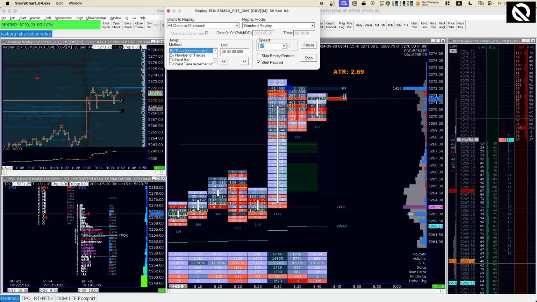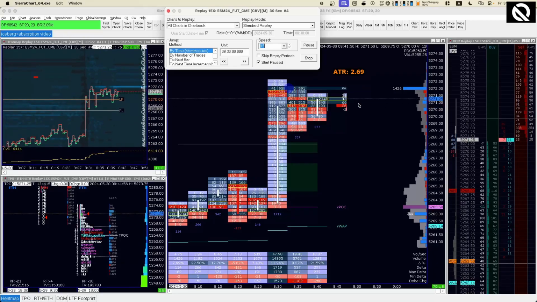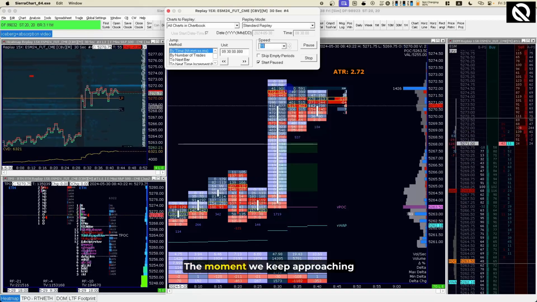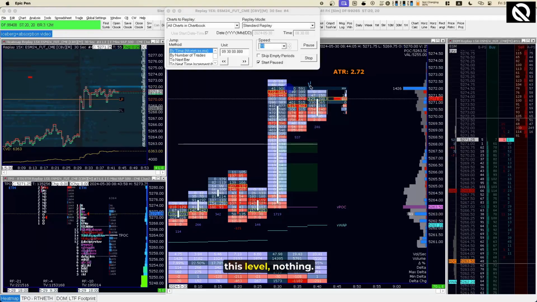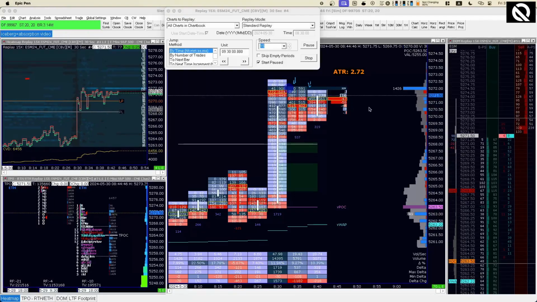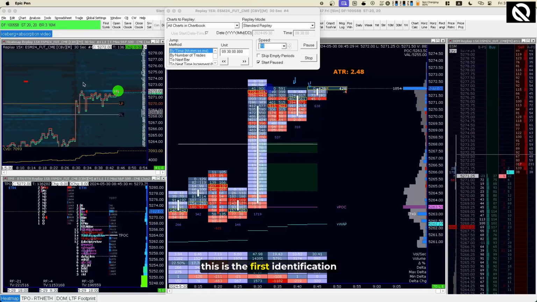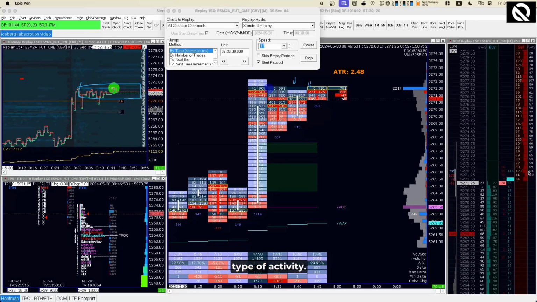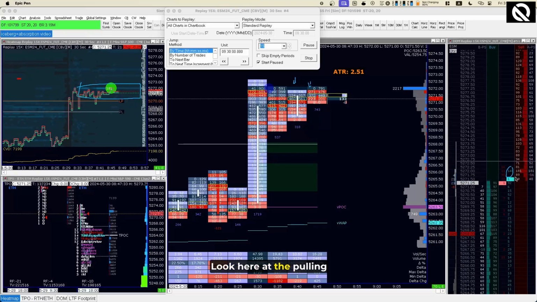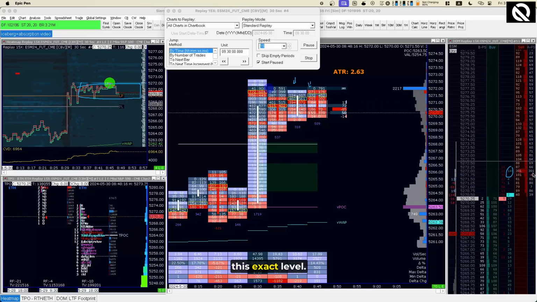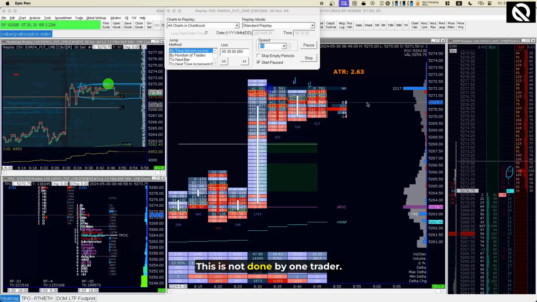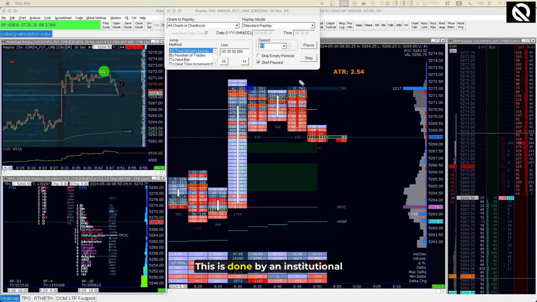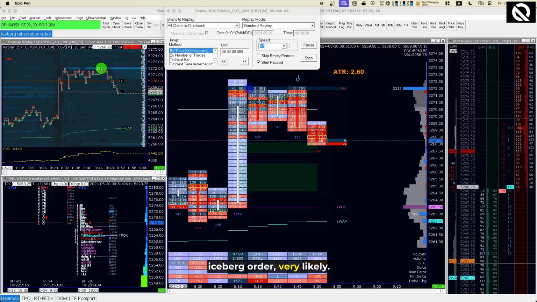Increasing the speed, 1042.6 contracts, okay? The moment we keep approaching this level, nothing, okay? This is the first identification of this exact type of activity. Look here at the pulling and stacking, how they keep reloading this exact level. This is not done by one trader that is trading 2 or 3 contracts, okay? This is done by an institutional iceberg order, very likely, okay?